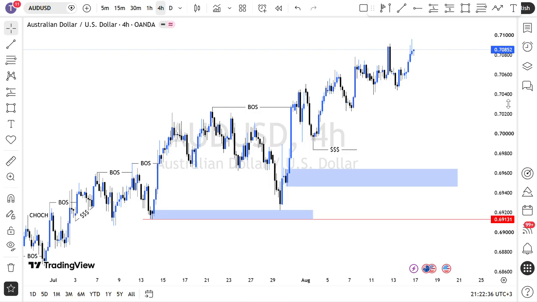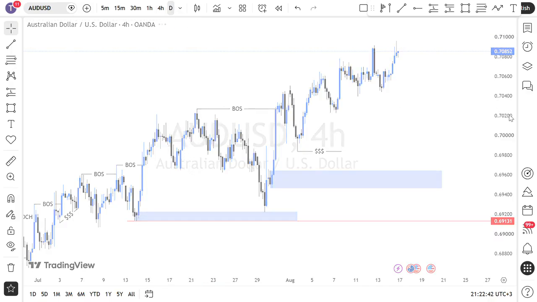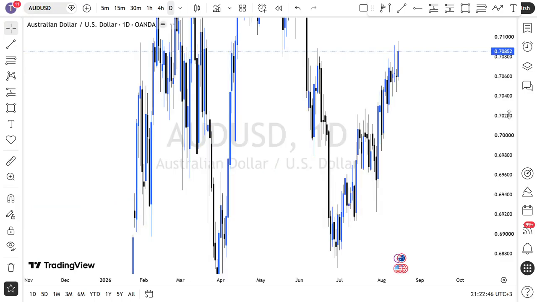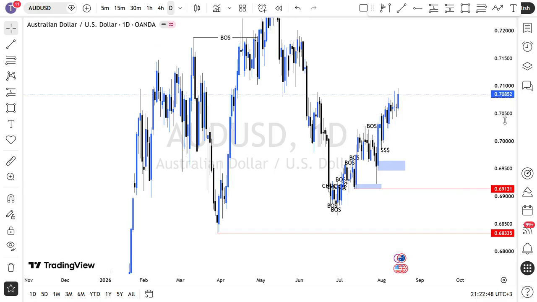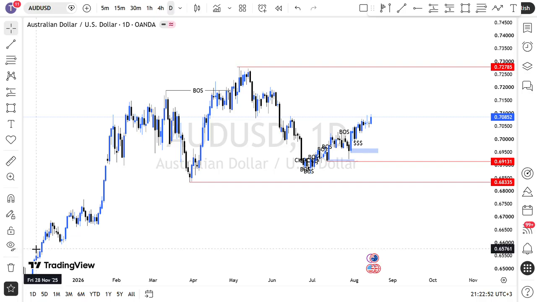So let us start from the daily time frame, do our top down analysis before we try to mark any point of interest as our main point of interest to take a trade from. Let me clear this chart so that we can start all over again together.